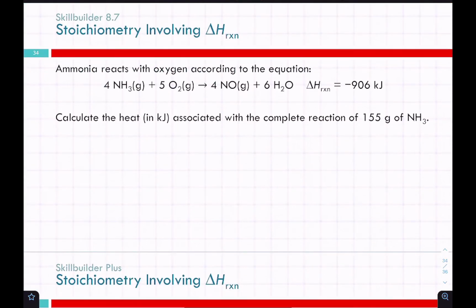So let's look at a reaction where we have ammonia reacting with oxygen to form nitrogen monoxide and water. You can calculate the heat in kilojoules associated with the complete reaction of 155 grams of ammonia. So we're going to have a slightly different solution map. We're still starting out with grams. So we're going to have grams of NH3. Then what are we going to do first?